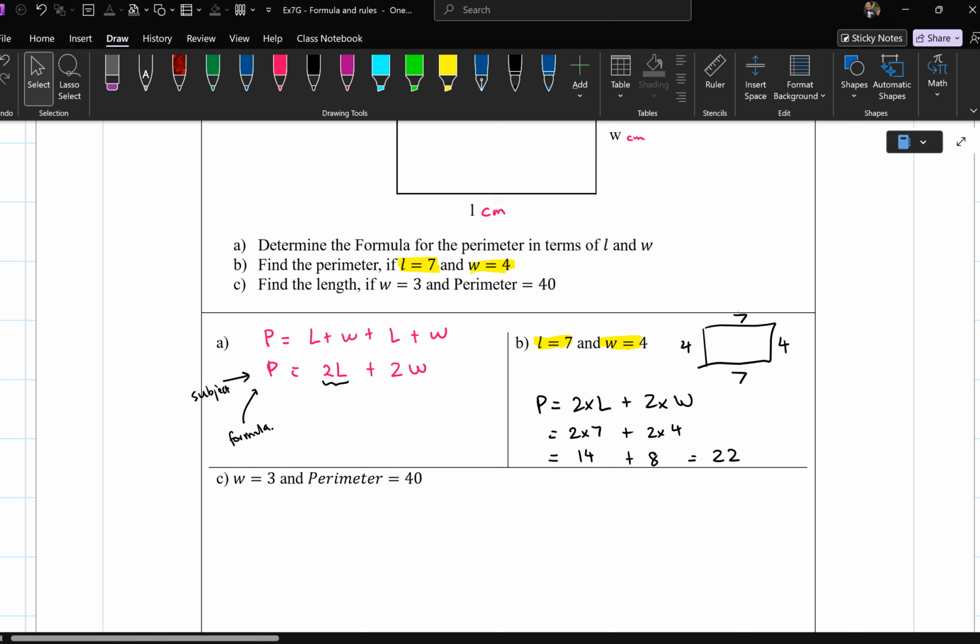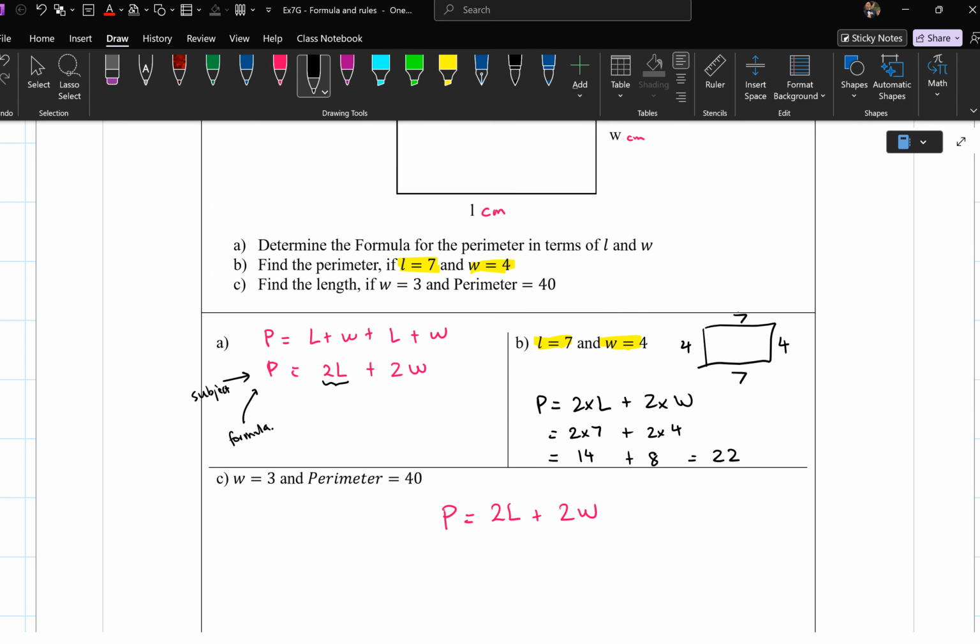Now this third one, this third skill is a bit tricky. Let's see if you can do it. Here we go. You've got the rule, perimeter equals 2L plus 2W. But you have, perimeter is 40. So P is 40. W is 3. So you don't have L.